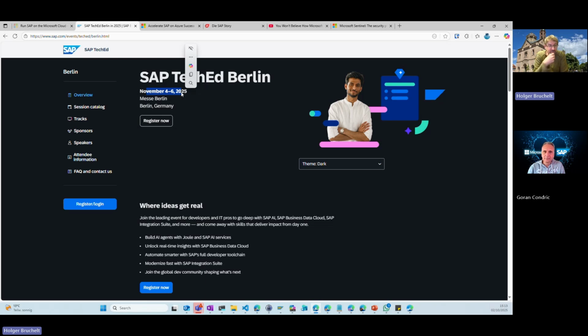Come by. We have a booth. We have a few sessions. I have a session together with SAP on Joule and Copilot. We also have a session to talk more about Microsoft AI and SAP. So if you're interested in this, if you are at TechEd, then it would be great to see you there.